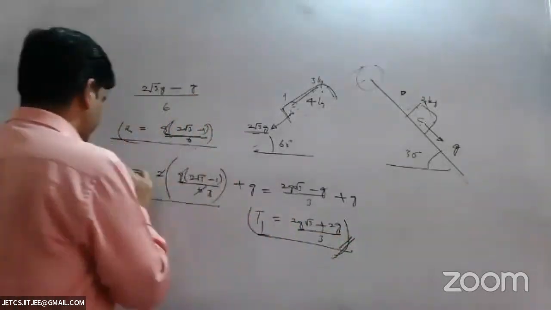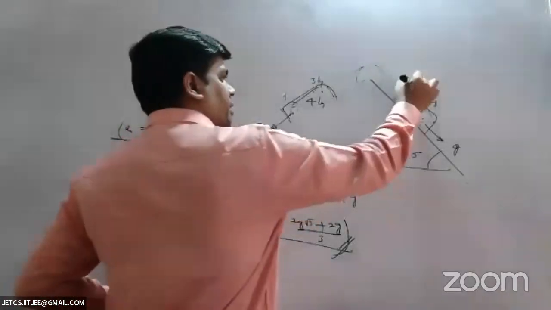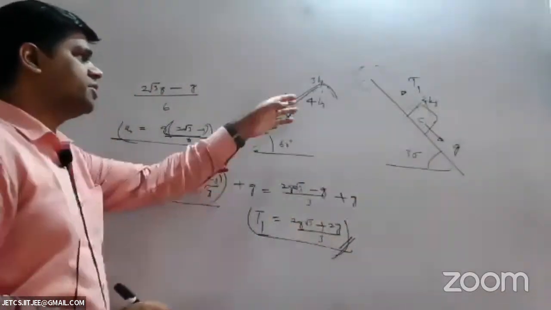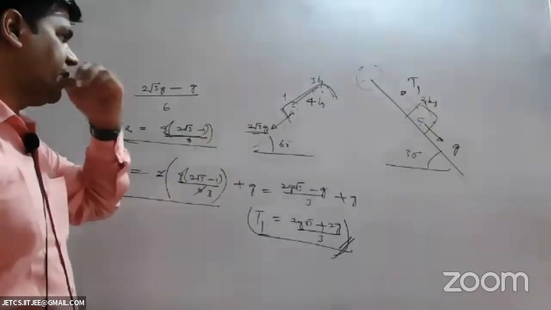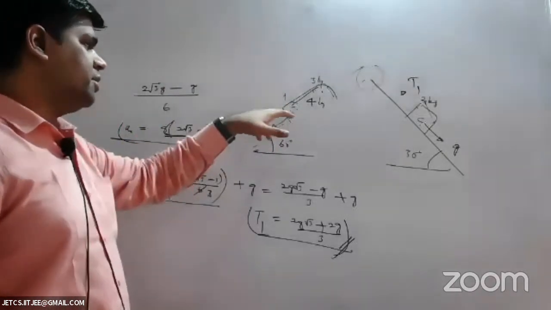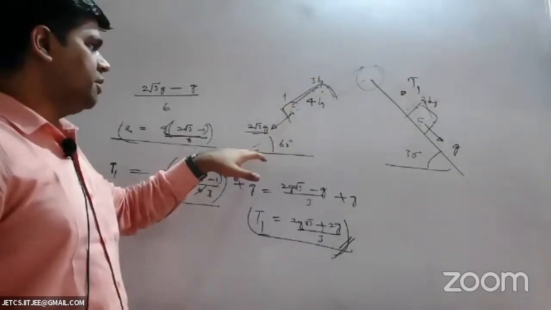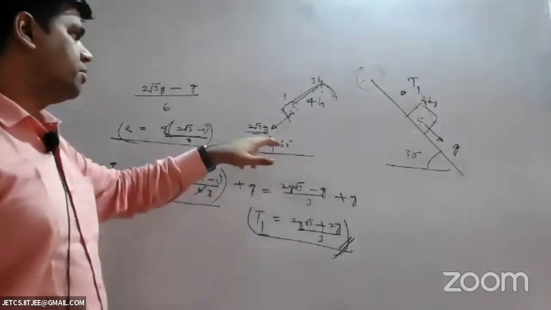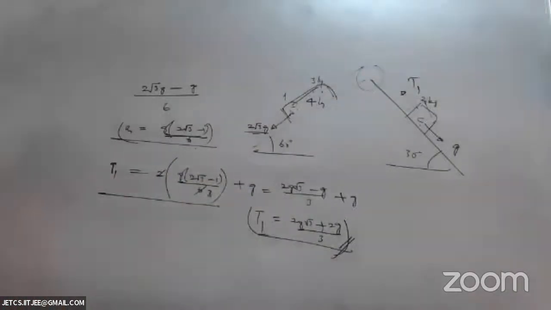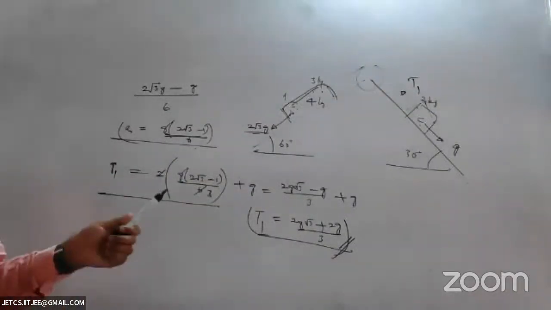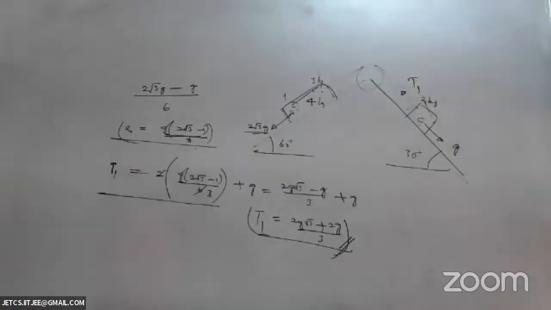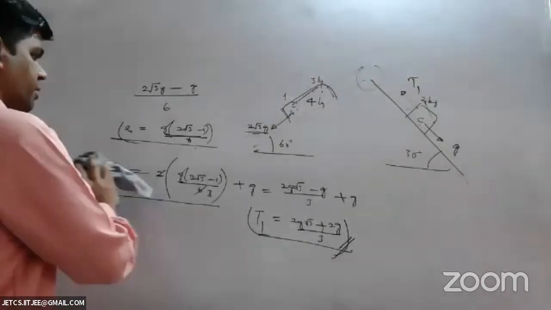Alright, T1. If this is T1, plus the tension in the other string. Now the tension in that string is also very simple. I'll not do that now. All I have to do is 1G, 2 root 3G or 1G sine 60 minus T2 is equal to 1 into A naught. Alright, I'll not do that. That's very simple. Okay, now let's go for the next one.